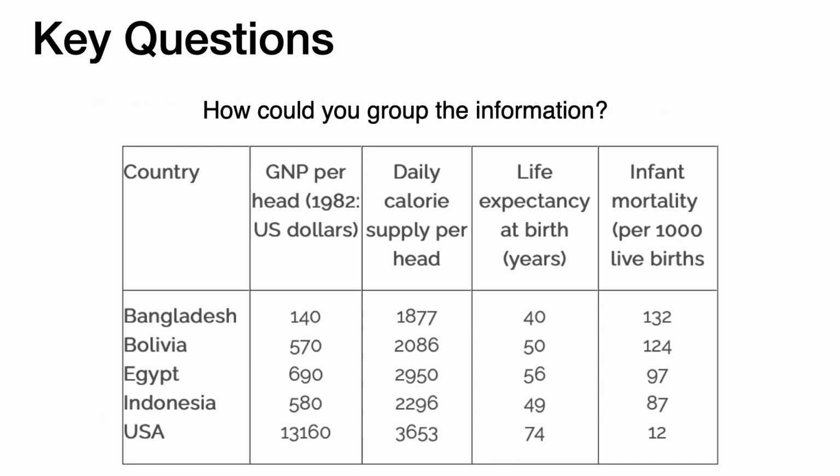So how could you group the information? So we've looked at this a bit already. We could do it by country. There are normally various choices or a few choices you can make, but one way to do this is if you look at the countries, we have Bangladesh with the lowest quality of life, Bolivia, Egypt and Indonesia a bit more similar in the middle, and then USA much, much higher. So these are possible ways to group the information.